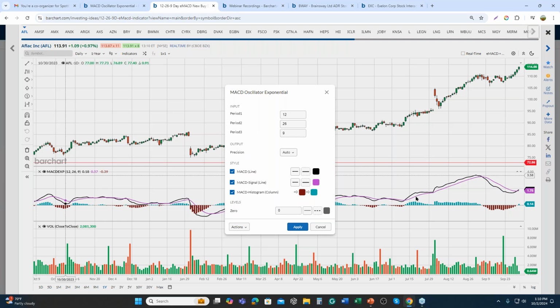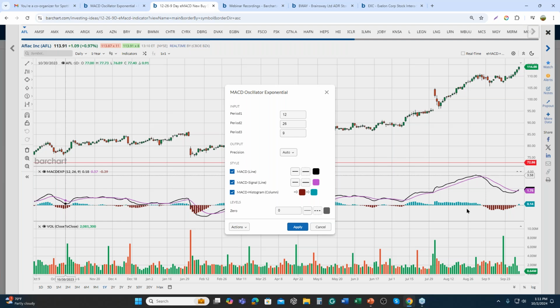So the second line in here is our pink line, and this is our signal line. This is that moving average of a moving average. Notice how much smoother it is than our more erratic MACD line. So that is the second component of our MACD study. Now, the third is something called the histogram, which you can see here. And the histogram is a visual representation of the difference between our MACD line and our MACD signal line.